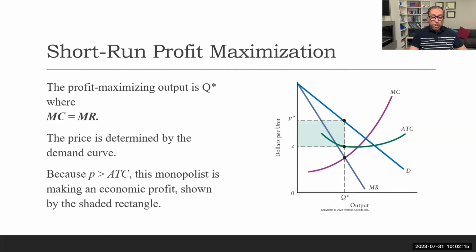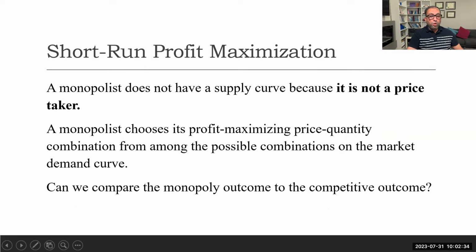So we see here that because P is greater than ATC, the monopolist is making an economic profit. The price charged by the monopolist is P star, and the cost is C. So P is greater than C, which means the monopolist is making an economic profit. The monopolist does not have a supply curve because it is not a price taker. That's a big difference between a competitive market and a monopoly market.